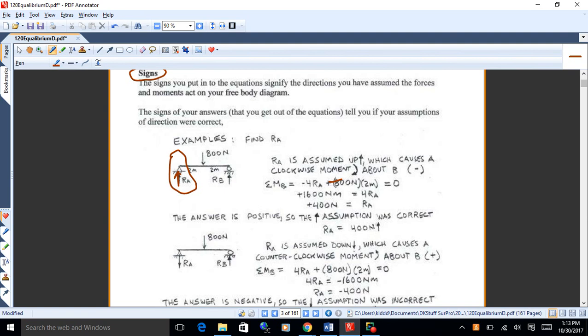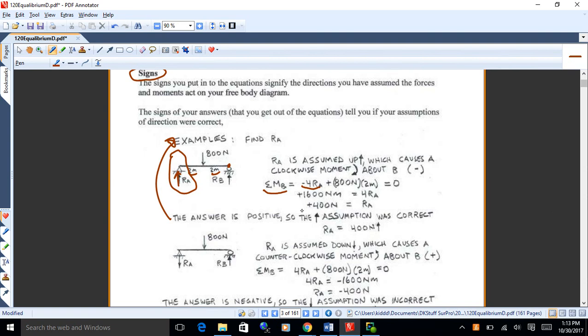So being as it's up, if I take a moment about the other support, which is B, what I'm going to have is 2 meters and 2 meters makes 4 meters times RA for a moment about B. That's a clockwise moment, so that's a negative for RA. That's what goes into the equation, because I'm taking moments about B in this example, and I assume that RA acts up, which leads to a clockwise moment, which is negative. Okay?